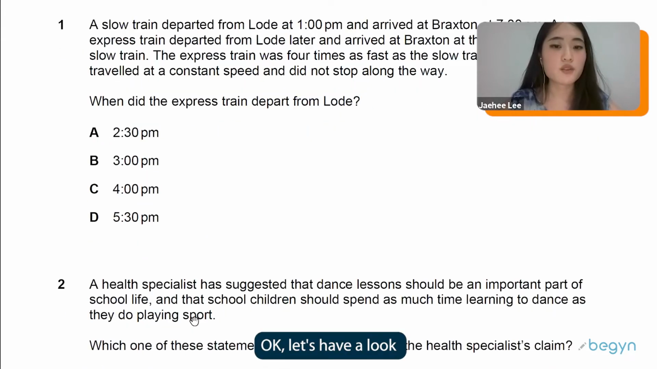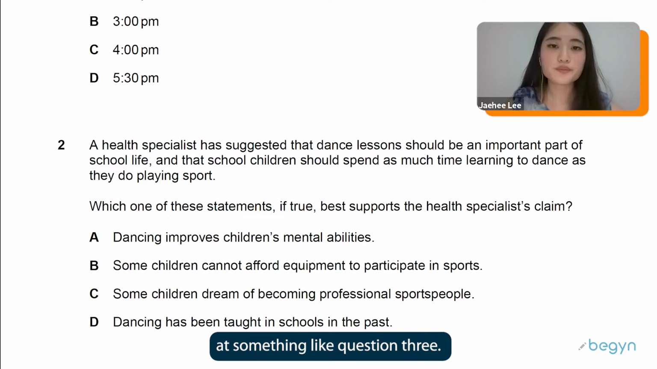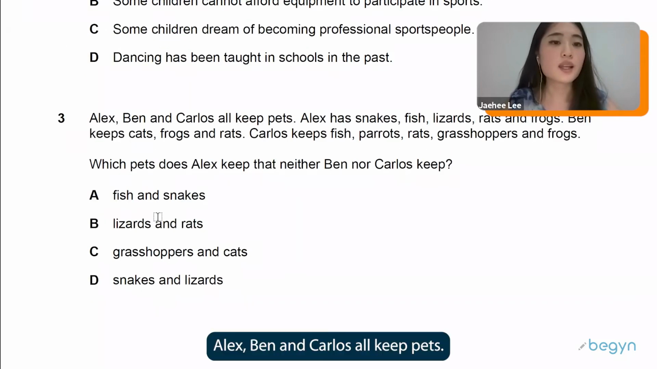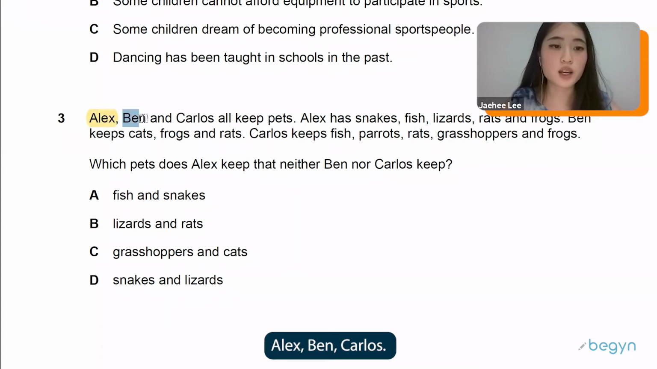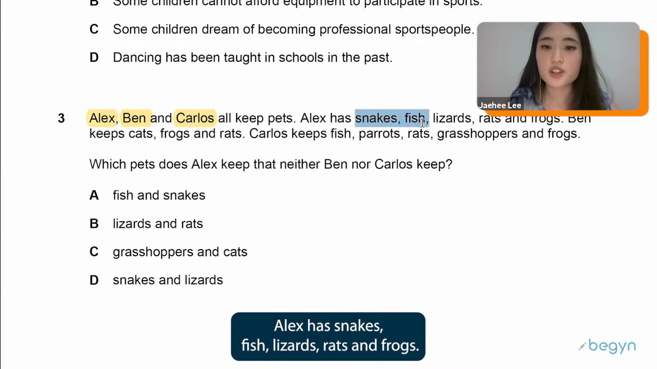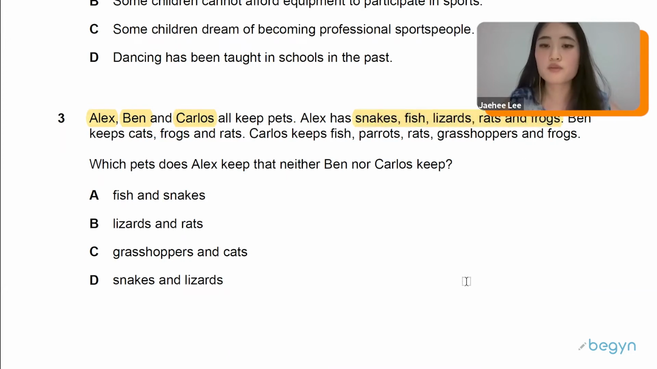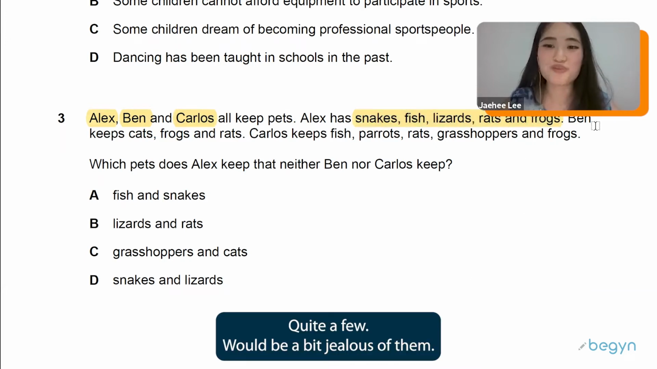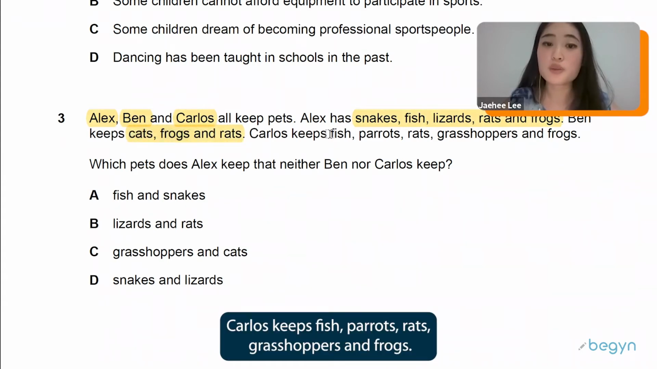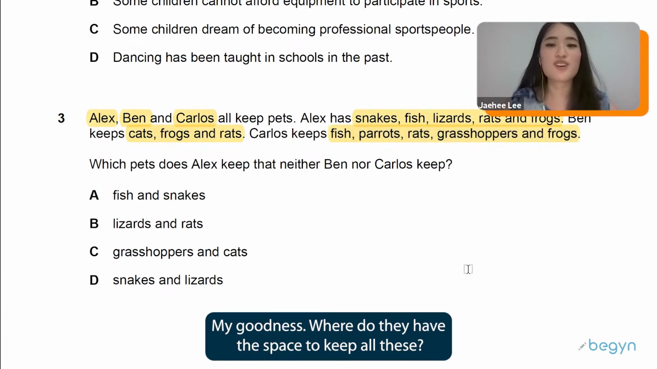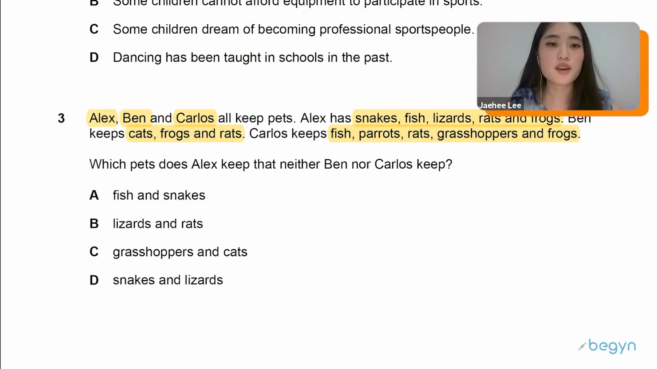Okay, let's have a look at something like question 3. Alex, Ben, and Carlos all keep pets. So we've got 3 people here: Alex, Ben, Carlos. Alex has snakes, fish, lizards, rats, and frogs. Got quite a few. I'm a bit jealous of them. Ben keeps cats, frogs, and rats. Carlos keeps fish, parrots, rats, grasshoppers, and frogs. My goodness, where do they have the space to keep all these?